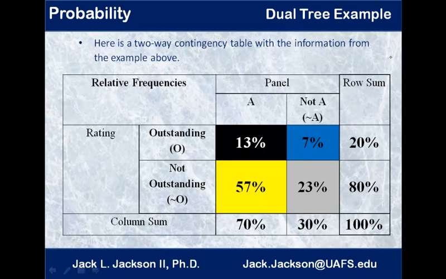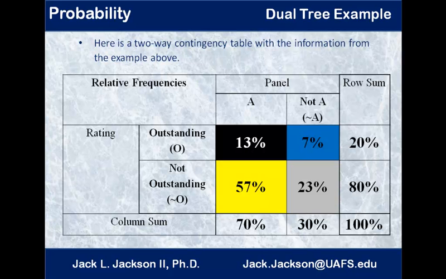Here's a two-way contingency table for the information. Notice that the shaded background numbers here in the middle are probabilities for intersections. So 13% is the probability that it's both A and outstanding, the intersection of A and O. Not A and O, not A intersected with O, that is, it's a panel that wasn't panel A and they still got an outstanding, only 7% did that. 23% were not A and not outstanding, and 57% were an A but not outstanding.